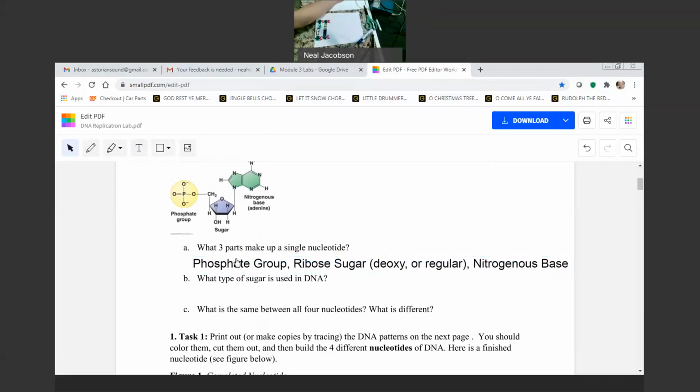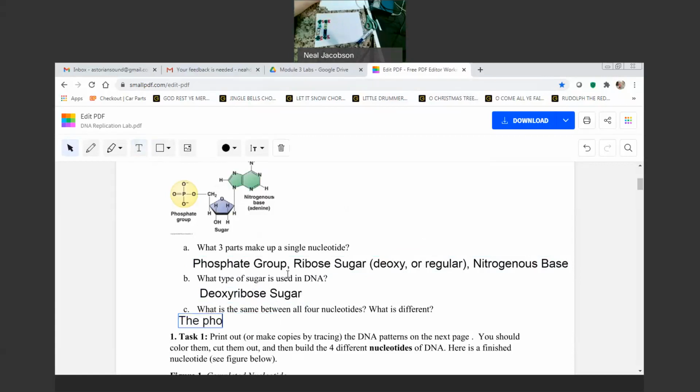And then what type of sugar is used in DNA? Well, I answered right there in parentheses. In DNA though, let's be specific, it's a deoxyribose sugar. And then what is the same between all four nucleotides? What is different? Let's answer that question.